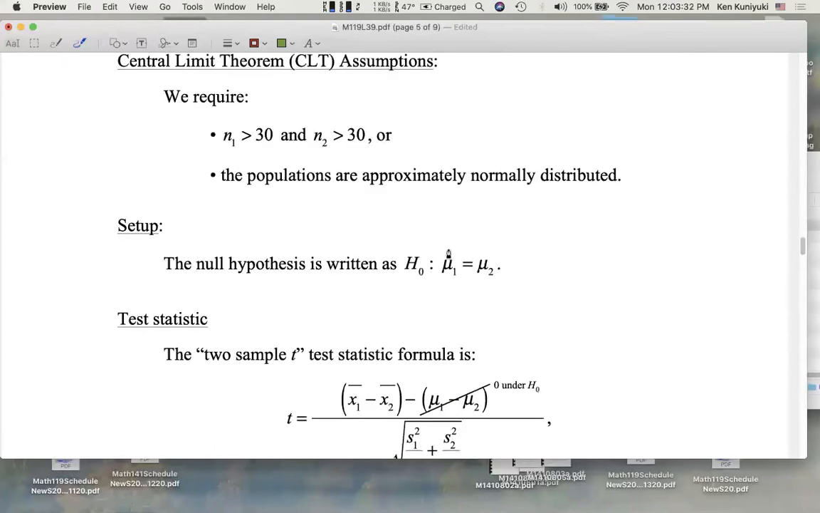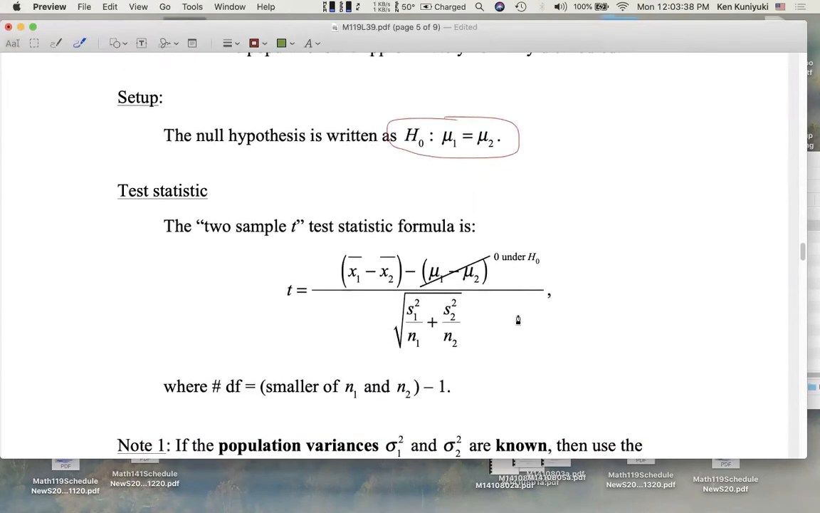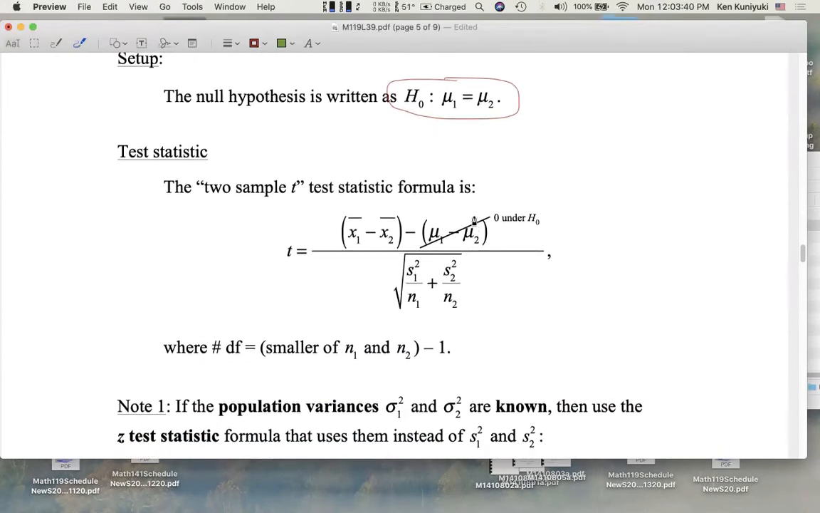The null hypothesis could be written like this. The means of the two populations are equal. And look at this lovely formula for the t-test statistic. Again, the upper right is 0 under the null. That often happens. And we have a different formula for the number of degrees of freedom.